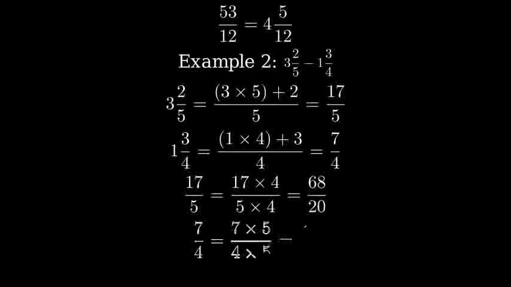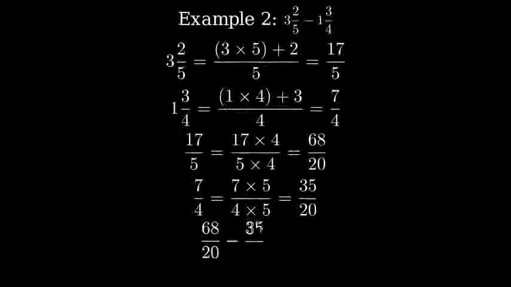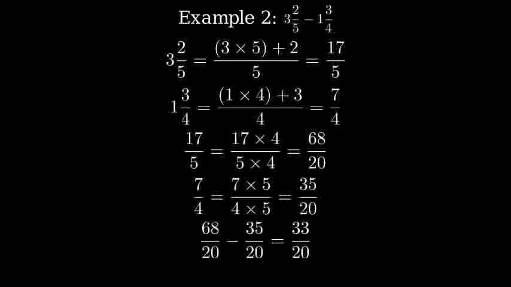Find a common denominator. The least common multiple of 5 and 4 is 20. Multiply 17/5 by 4 over 4 to get 68/20. Multiply 7/4 by 5 over 5 to get 35/20. Subtract the numerators and keep the common denominator. 68 minus 35 equals 33/20.